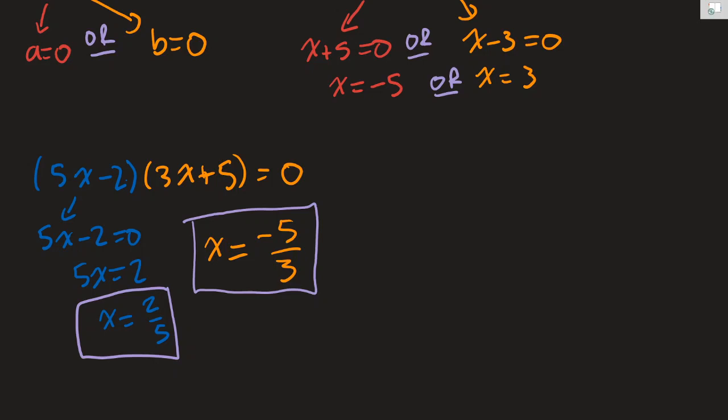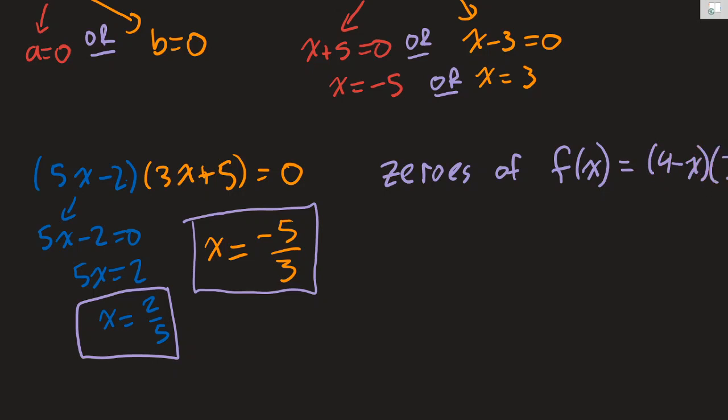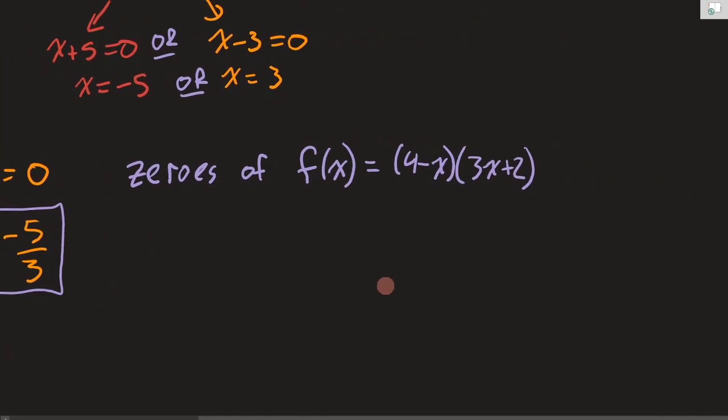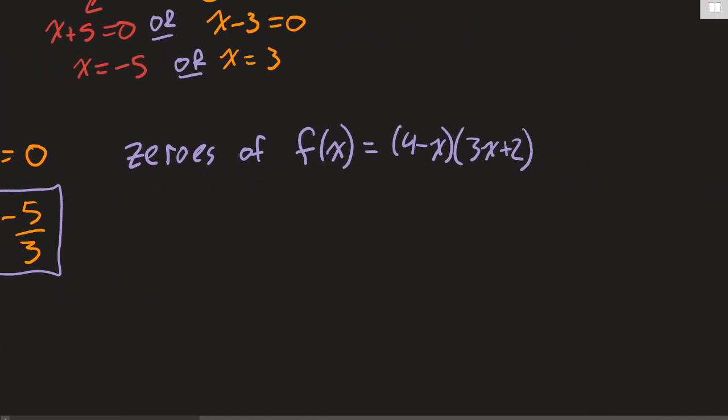Now, another way we can actually say this is, what are the zeros of a function? So let's do the zeros of the function f of x equals 4 minus x and 3x plus 2. Sorry, there, now you can see that. So 4 minus x and 3x plus 2.